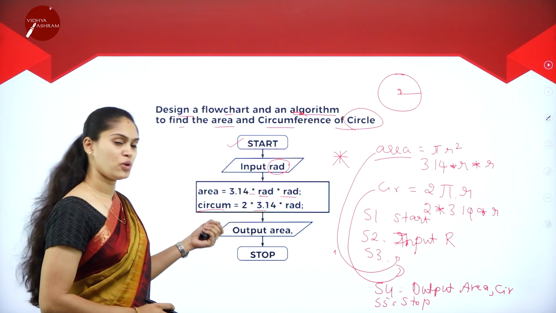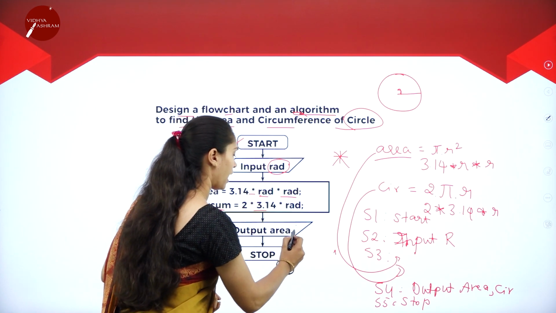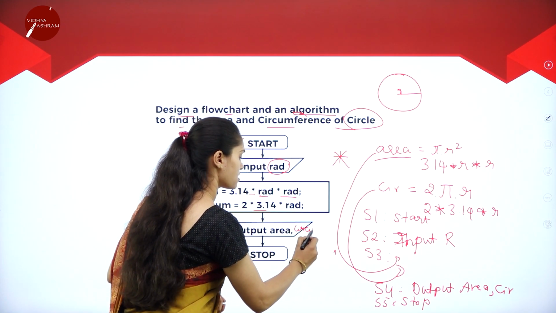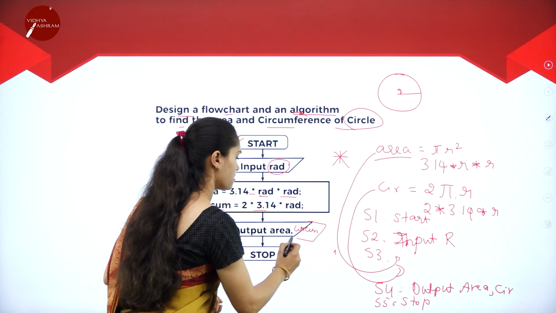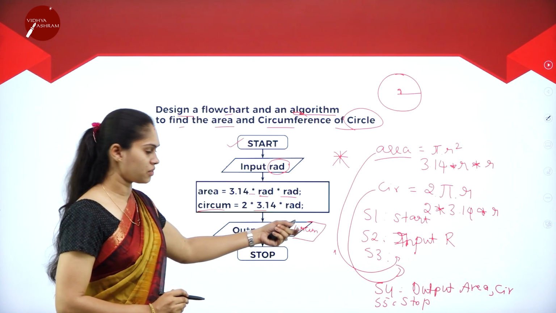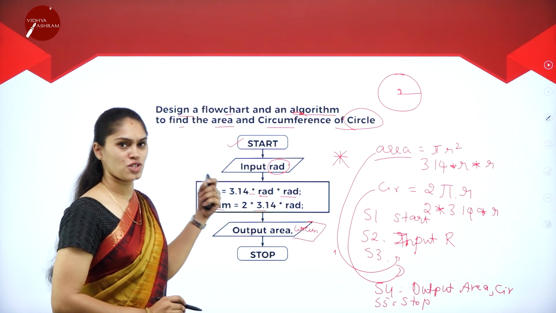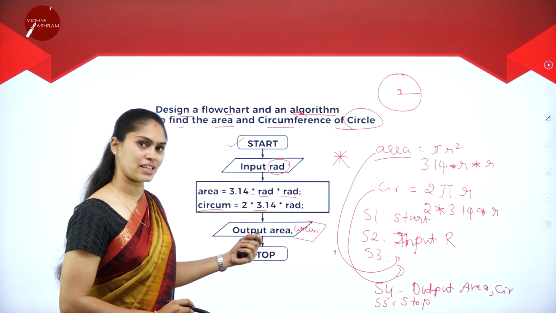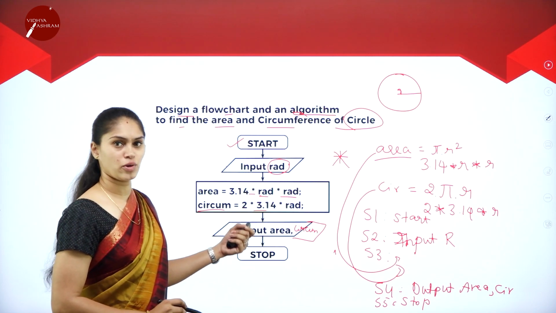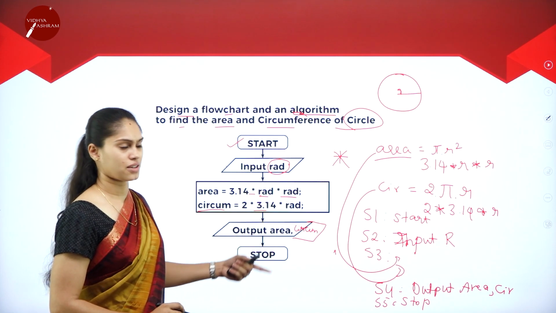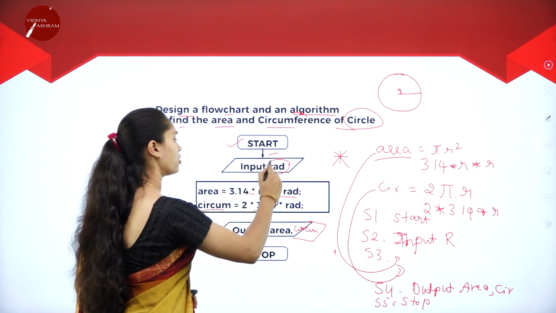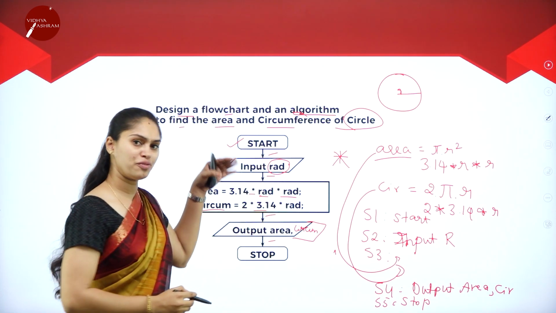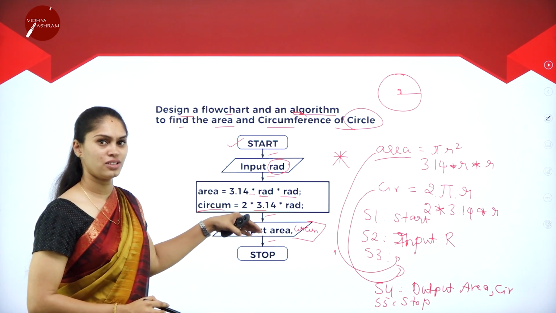In the output, we are displaying the area along with the circumference. Then at last I need to stop. That is the stop symbol. With the help of this terminal, we are going to stop the execution. All these arrow marks indicate the flow of data from one stage to the next stage.